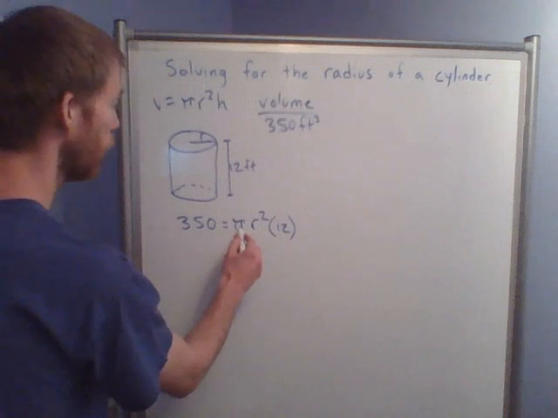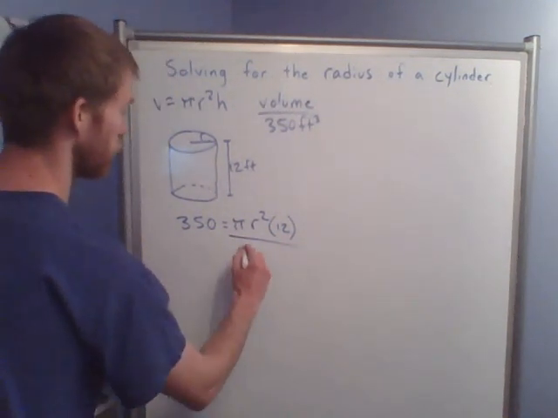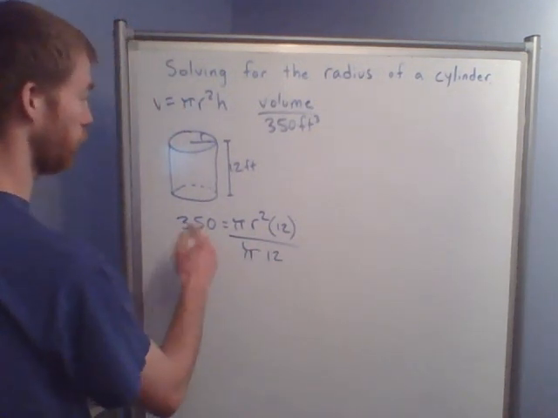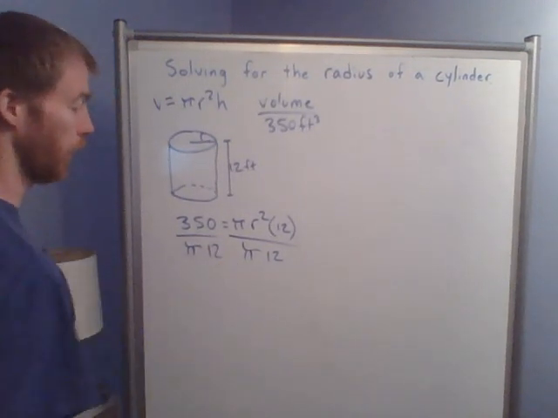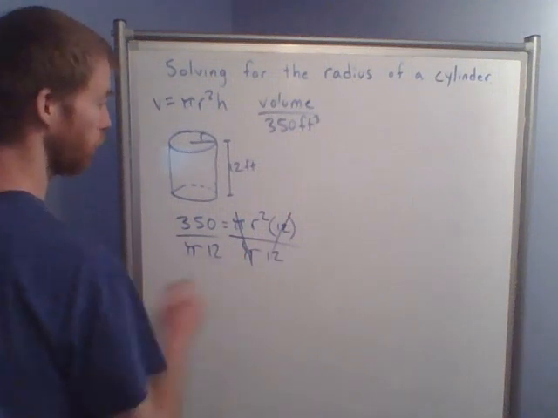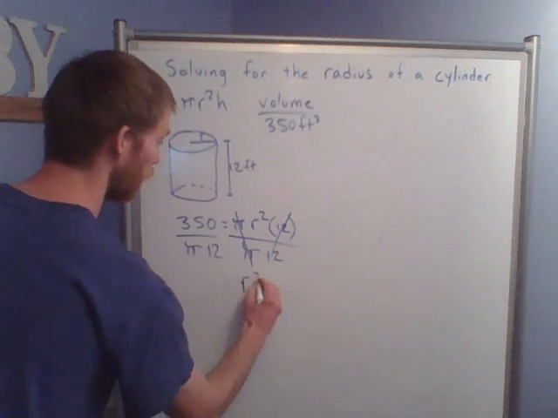Looks like pi and 12 are multiplying, so we need to undo multiplication. We need to divide them off. So dividing by pi, dividing by 12, I also need to do that on the other side. Okay, divided by pi and 12, so pi divided by pi cancels, 12 divided by 12 cancels. I still have r squared, so r squared on the right.